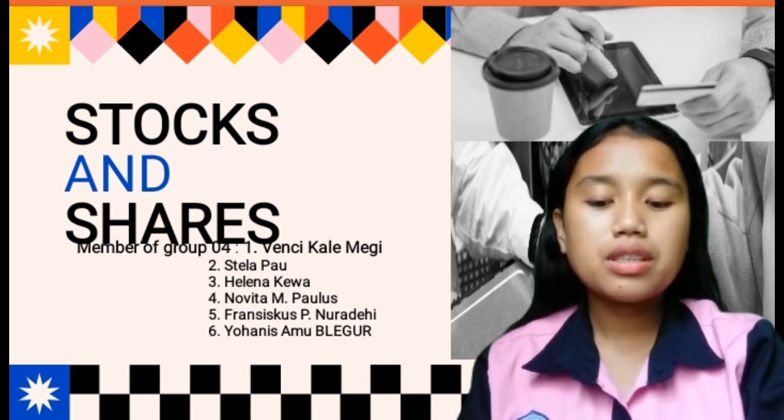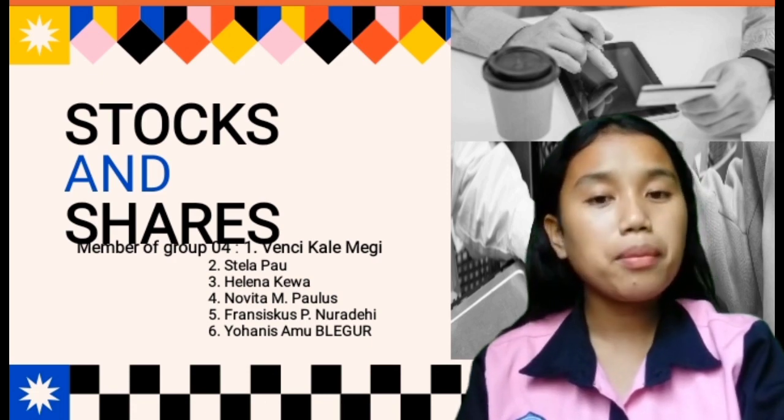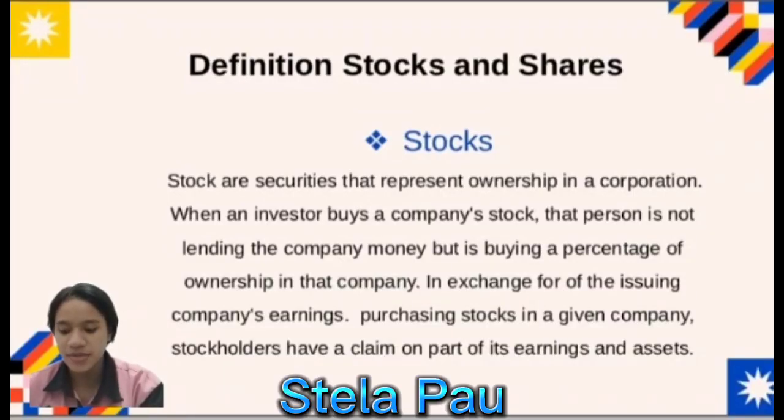Okay, let's move on to the first presentation, which will be delivered by Stella Pau. Okay, thank you for your time. I will explain the meaning of stock. The first is stock. Stocks are securities that represent ownership in a corporation. When an investor buys a company's stock, that person is not lending the company money but is buying a stake of ownership in that company in exchange for the issuing company's earnings. By purchasing stock in a given company, stockholders have a claim on part of its earnings and assets.